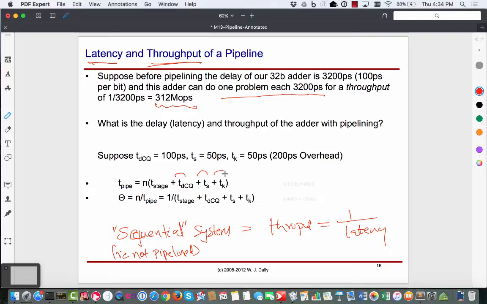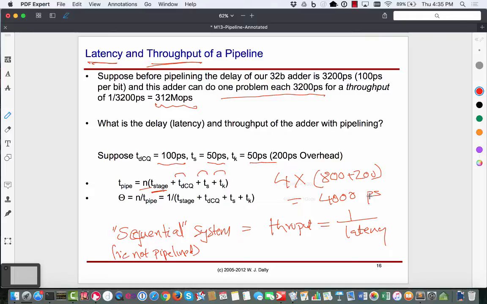So in this particular example, 100 picosecond flip-flop delay, 50 picosecond setup time, 50 picosecond skew. So I have a 200 picosecond extra overhead per stage. And I have T stage, which is the delay of one stage, which in our particular case is 800 picoseconds. And n is 4, so in our particular case, it becomes 4 times 800 plus 200, which is 4000 picosecond.